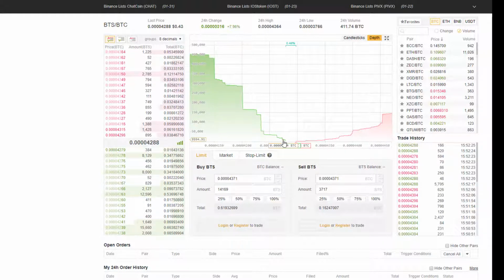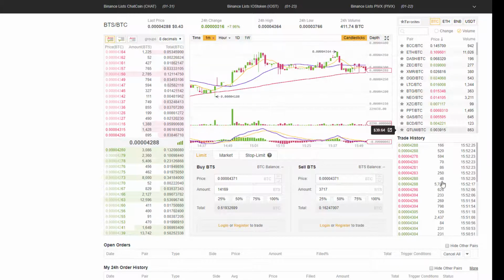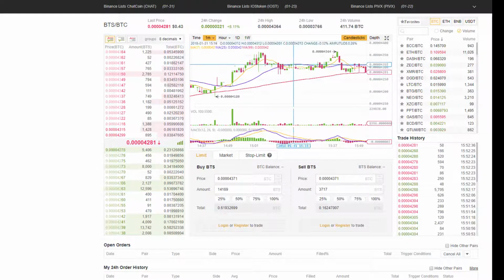But right now, it appears that the buyers are starting to step up a little bit more. So we're seeing that in the actual price action here. There's a 5,700 order for a buy. There's a 2,700 order. On the books, they seem to be higher numbers on the actual buy side. You also want to look at the spread.